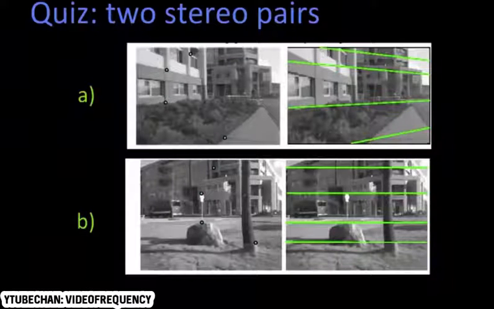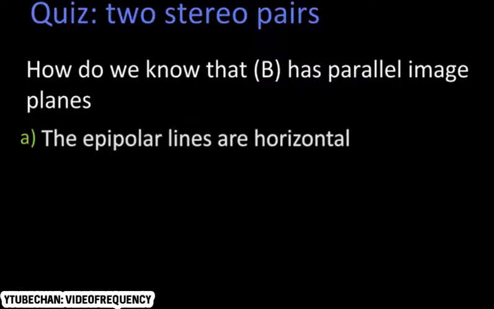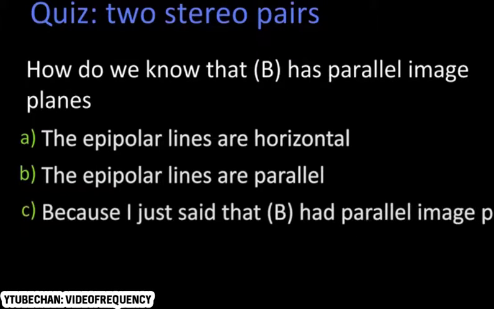Let's consider these two stereo pairs. We have the top one, which you know the cameras are verged because those lines intersect. But the bottom one, I'm going to tell you, is from a stereo pair that has coplanar image planes. And the question is, how do you know that image B has parallel image planes? I'll give you three choices. A, the epipolar lines are horizontal. B, the epipolar lines are parallel. And C, because I just said B had parallel image planes.